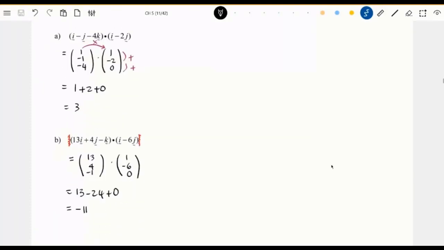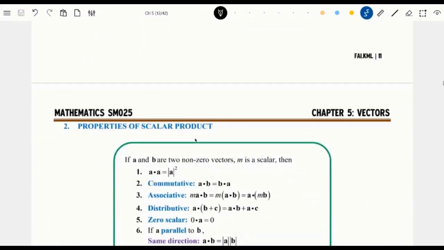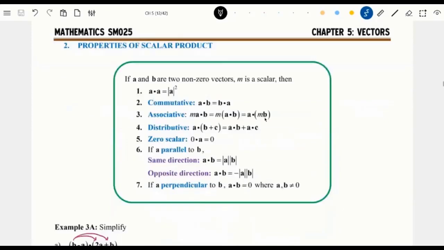So far so good semua orang? Boleh follow? Boleh, Miss. Alright.